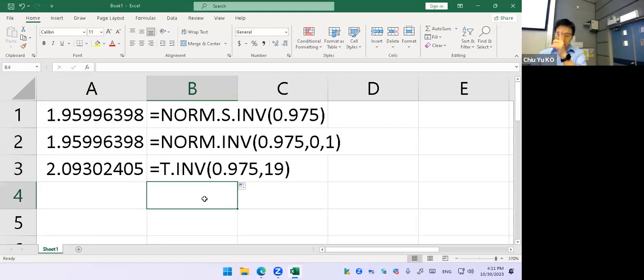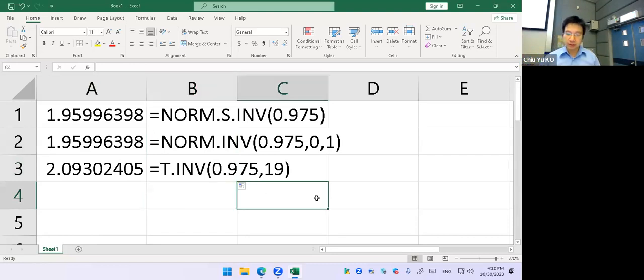Oh, maybe I should talk about one thing before I end this, because I want to talk about the T table that we saw last time. Just one more slide. Sorry for keeping you. I will end very quickly.